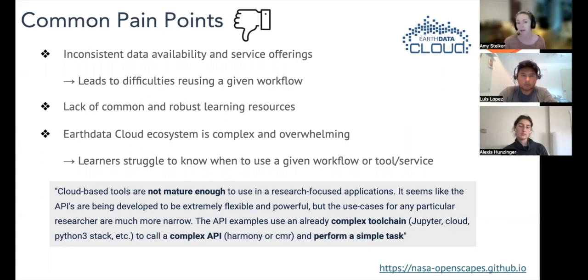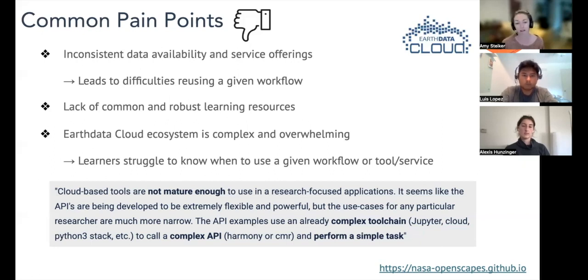The next is lack of common and robust learning resources. As we talked about, I think it's really important that we are building these common tutorials for our users. And also note that currently the Earth Data Cloud ecosystem is complex and overwhelming. There's a lot of vocabulary that our participants need to learn, and this question of when and why to use a given workflow or tool or service. There are still a lot of options, and understanding when they'd use something and why was really important.